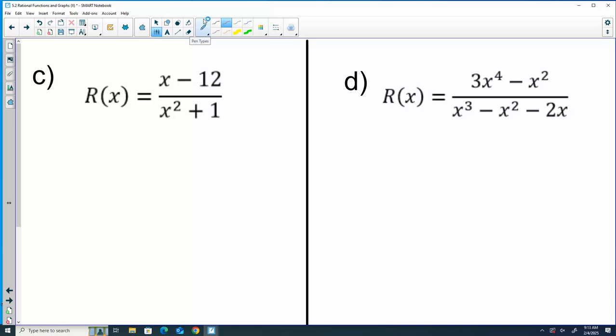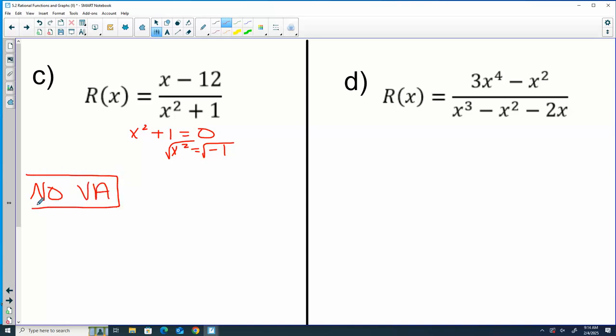How do I find my domain? Find out when the denominator is 0. So domain, vertical asymptote's the same. What happens if you do the square root of a negative? You get an i. Can we graph those? No. So what that means is this time there is no vertical asymptote. There is no real number that makes the denominator 0.